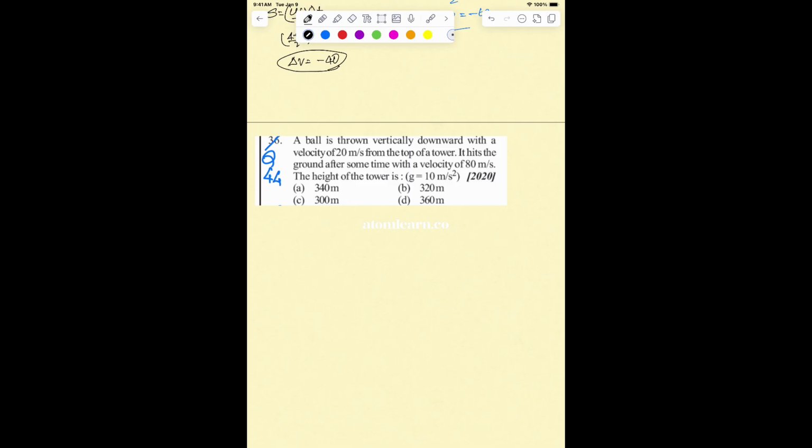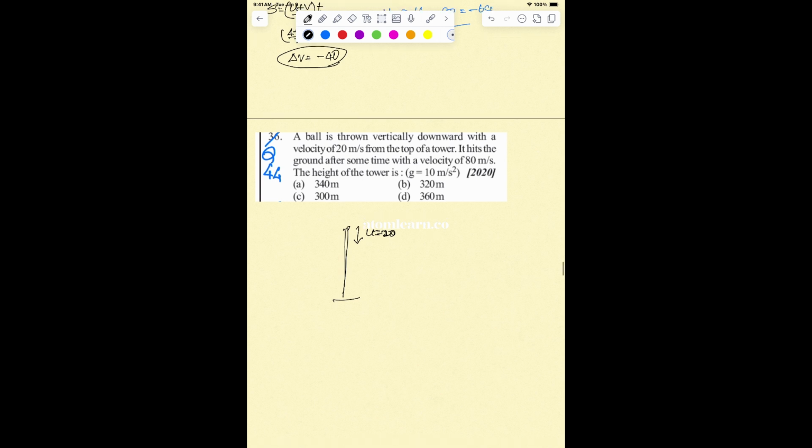Okay, let's now take the next example on gravity. A ball is thrown vertically downward with a velocity of 20 meters per second from the top of a tower. There is a tower. From the top, downward 20 is u. Again, because it is SI unit, I am writing down the SI unit every time. u equal to 20 downwards. Then it hits the ground after some time with a velocity of 80. v equal to 80. What is the height of the tower?